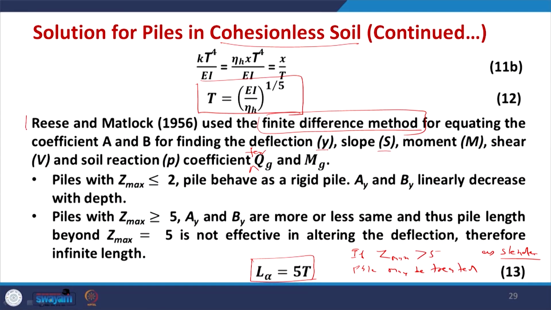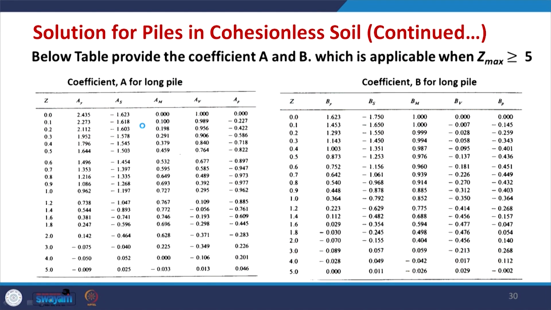So, these are the two tables which have been proposed by Reese and Matlock. What we are discussing is basically the Reese and Matlock approach. The first table gives the coefficient A for long piles. Long pile means, for both the cases, Z max is greater than 5. That is why in both the tables, the values of these coefficients are given up to Z equal to 5, because after that it is assumed that there is no change in the values of these coefficients.